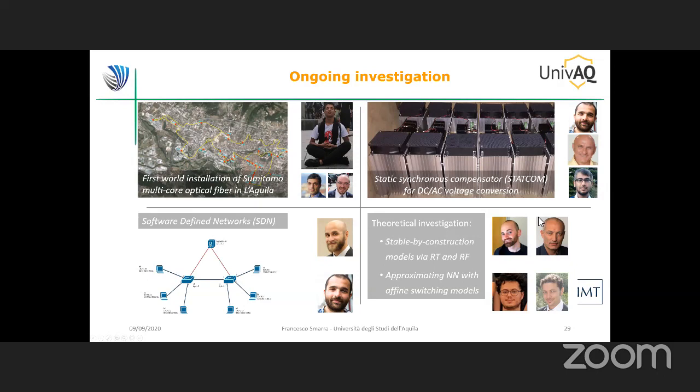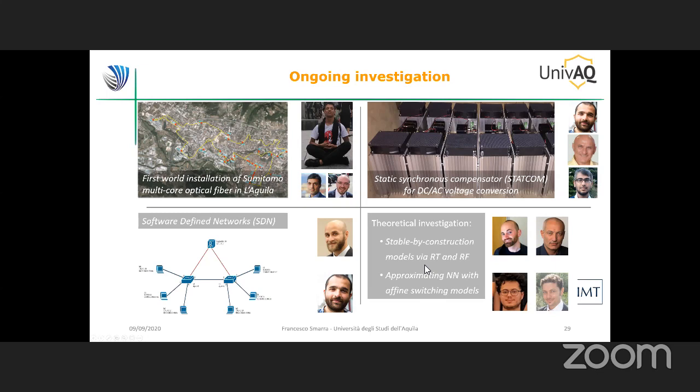Also, we started to work on power converters to reduce the peak loads and on dynamic bandwidth allocation in software-defined networks, without neglecting, of course, theoretical aspects, such as the stability investigation of the described methodology or the approximation of neural networks with affine switching models, all this in collaboration also with other partners.